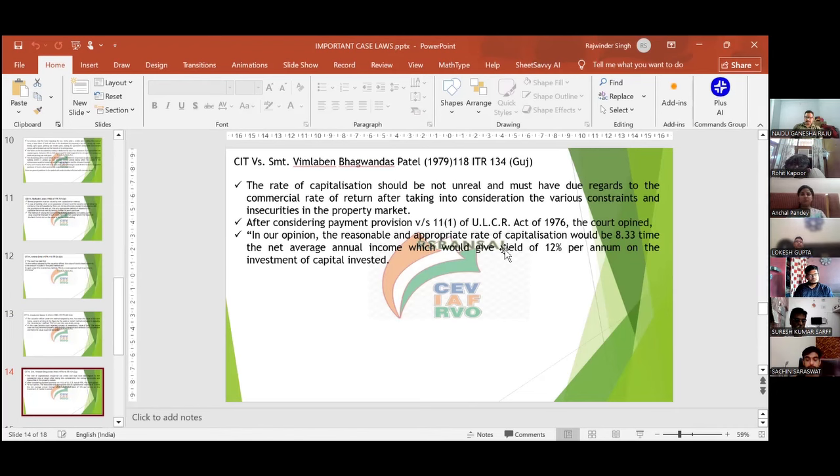So they have given the rate of return in case of properties which are under the Rent Control Act as 12%, which will give you a YP of 8.33. 100 upon 12 will be 8.33. So it was given by the court that you can use a 12% rate of return in case of rent controlled properties affected by the Rent Control Act.